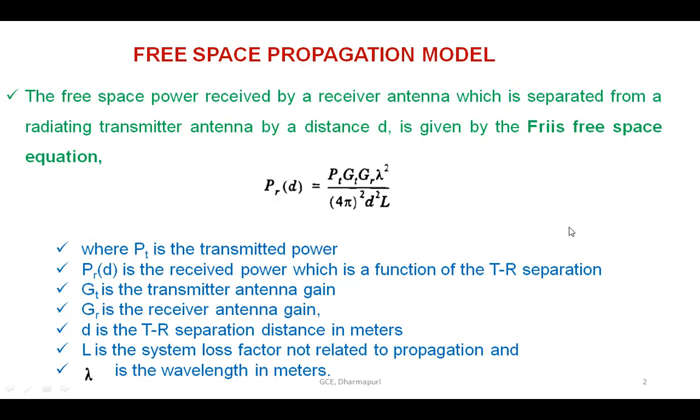PT is the transmitter power, GT is the transmitter antenna gain, GR is the receiver antenna gain, lambda is the wavelength in meters, and d is the transmitter and receiver separation distance in meters, and L is the system loss factor, not related to propagation.